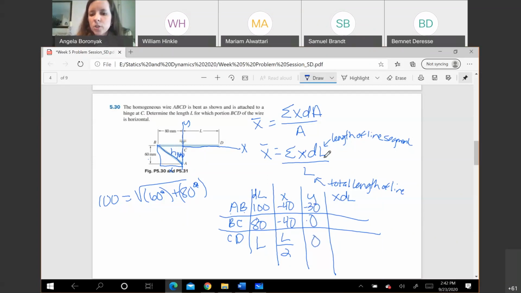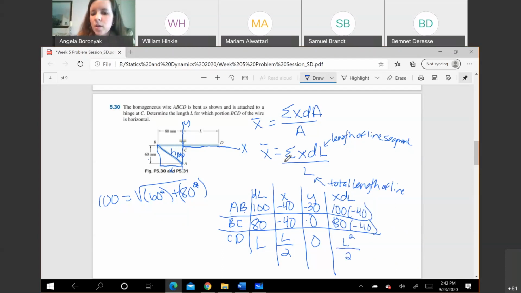Okay, so now to do this equation, I need to multiply X times DL. Right? If it was an area, I'd be taking that X center point times DA. Since it's a line, it's one dimension, just length. I'm going to take X, negative 40, and multiply it by 100. It's negative 4000 here. I have negative 80, negative 40 here. And what will I get for CD when I multiply X times DL? Good, I get L times L over 2, which is L squared over 2.